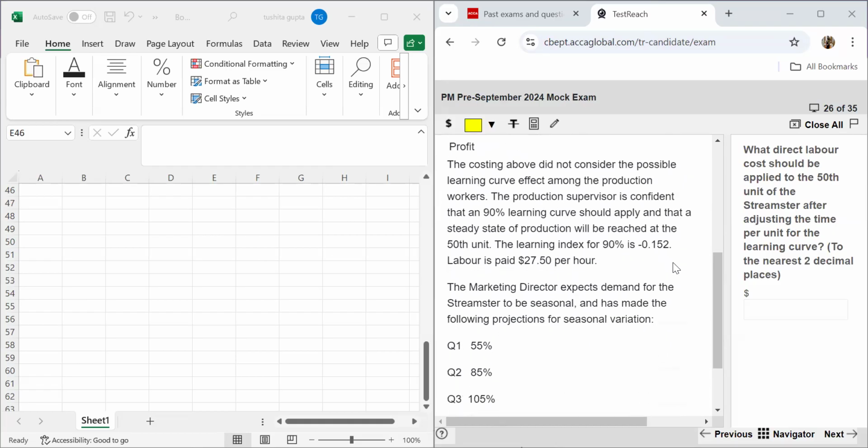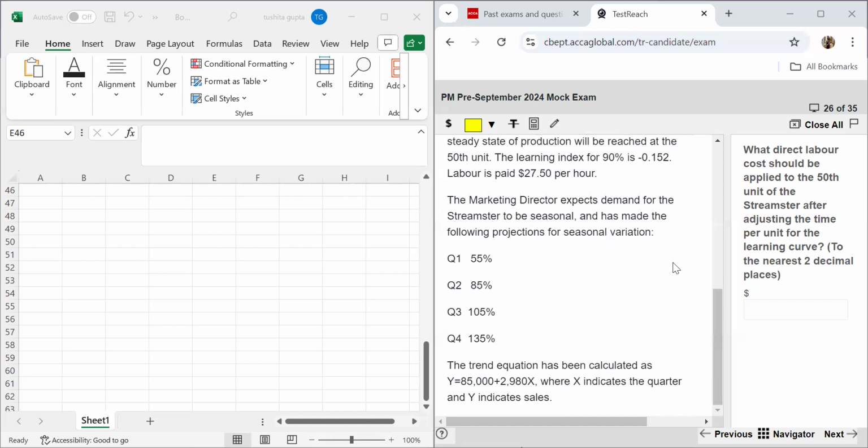Costing above did not consider the possible learning curve effect among the production workers. The production supervisor is confident that a 90% learning curve should apply and that a steady state of production will be reached at the 50th unit. The learning index for 90% is minus 0.152. Labor is paid at 27.5 per hour.